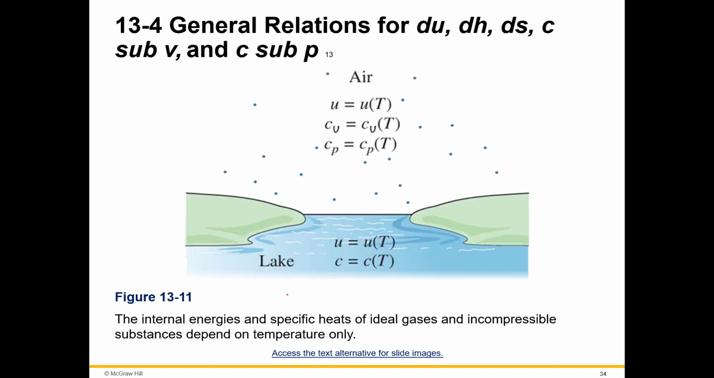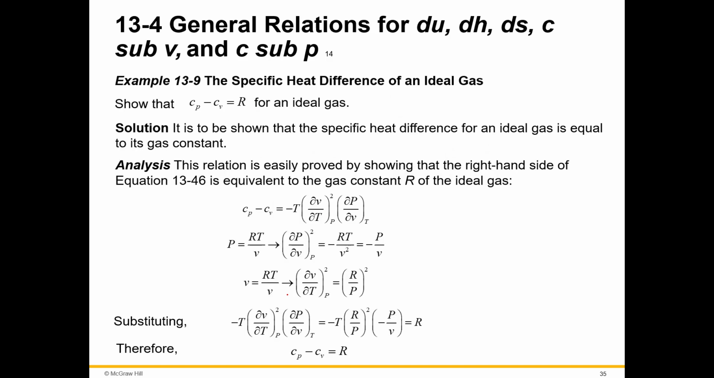So here it just shows air. U is, they're all temperature dependent. The internal energies and specific heats of ideal gases and incompressible substances depend on temperature only. This is just a schematic showing that.